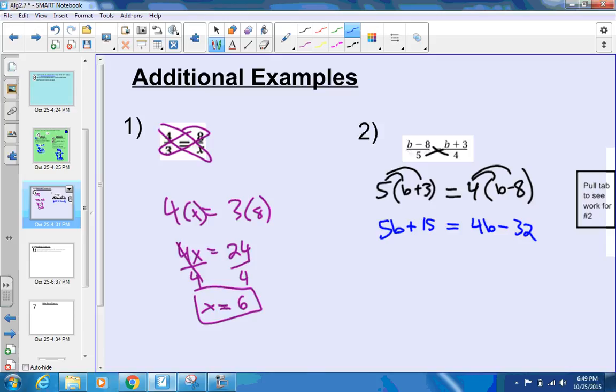So now we're going to try and get the variable to the same side. Always move the variable term first.